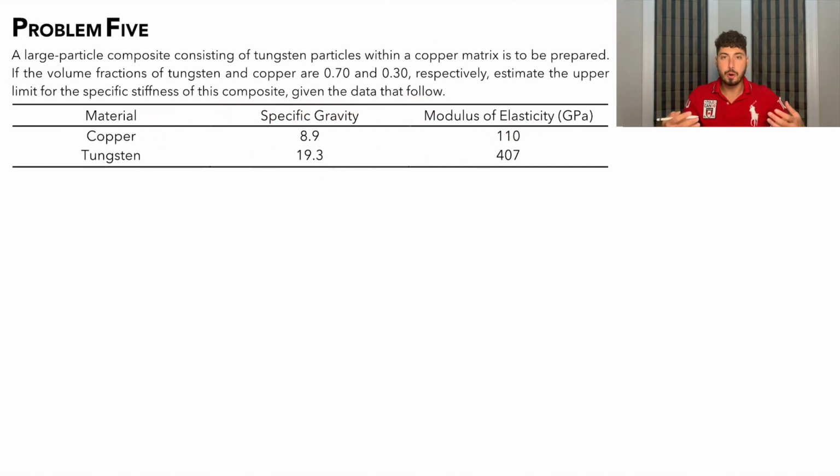So there are two approaches to the problem. You can either do the modulus and the density separately using the simple rule of mixture and then calculate your specific stiffness, or you can calculate specific stiffness all in one step. So I'm going to show you both approaches. Both are correct. However, you'll notice that they yield slightly different values. So let's do approach 1.